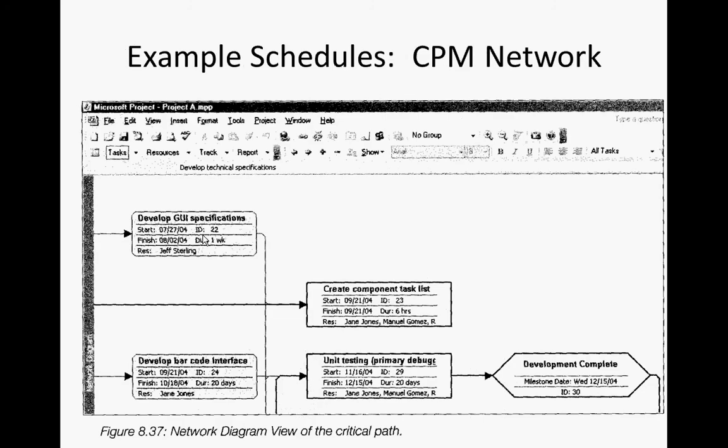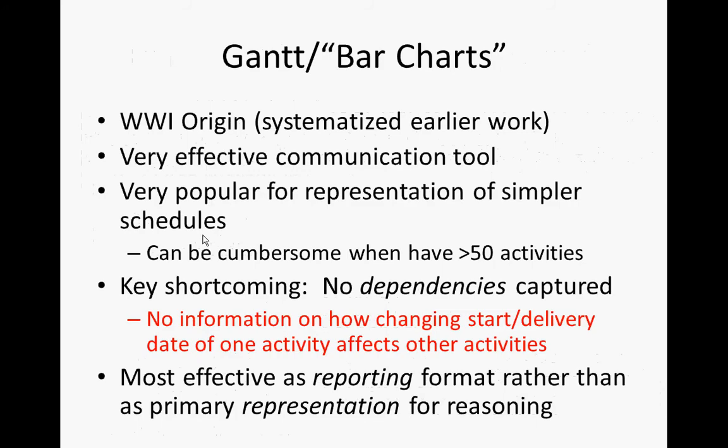By contrast, we're gonna compare this with CPM networks, critical path method. Gantt charts are much older in their origin. They actually came about less than a century ago, rather surprising given how ubiquitous they are, in World War I. They were actually used in planning, for example, munitions, creation of ammunition, bombs, and those sort of things for World War I. And they're a very effective communication tool. They're very popular for representation of simpler schedules. And it turns out we can do them hierarchically, which is kind of interesting.